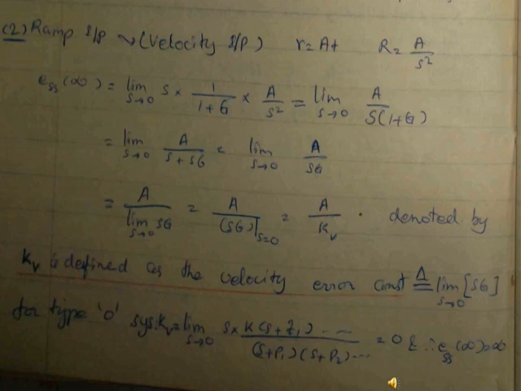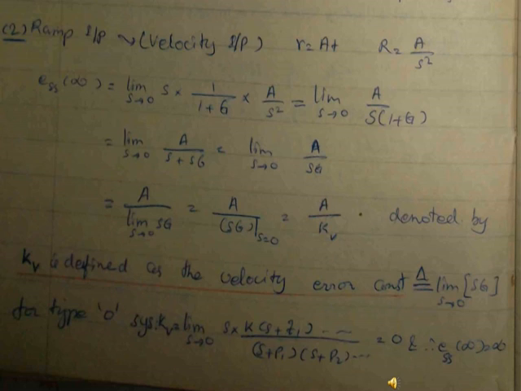Now consider the velocity input. The velocity input function is r equal to A multiplied by t, that is R equal to A divided by s squared. So the steady state error e_ss at infinity is the limit as s approaches 0 of s multiplied by 1 divided by (1 plus G multiplied by A divided by s squared), which is the limit as s approaches 0 of A divided by s multiplied by (1 plus 0).